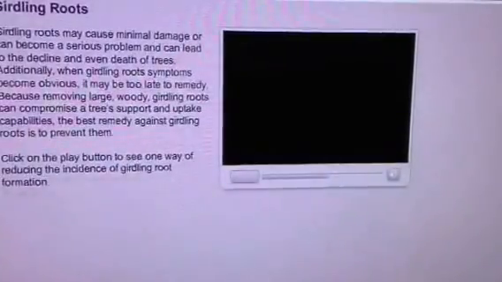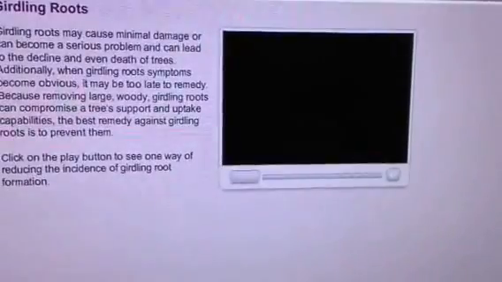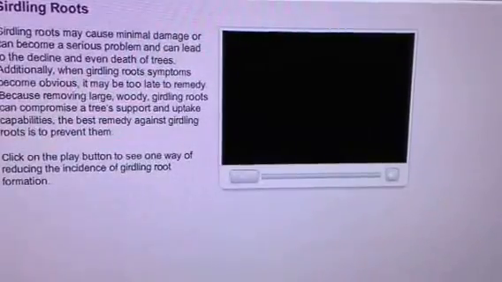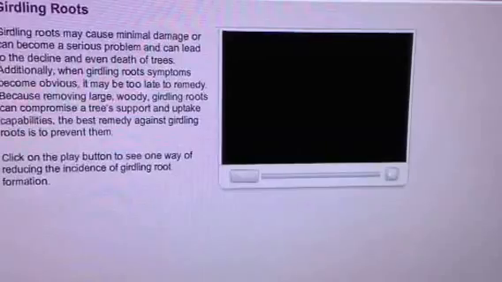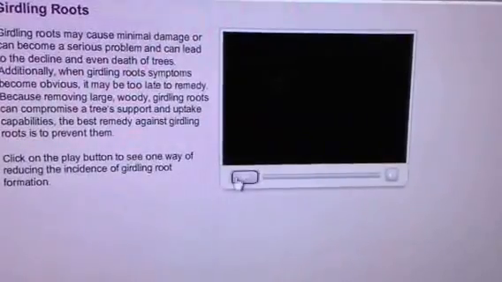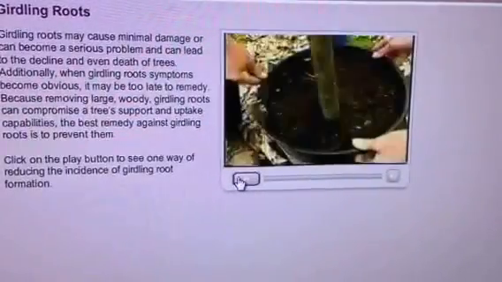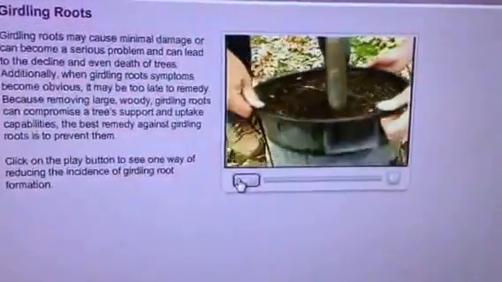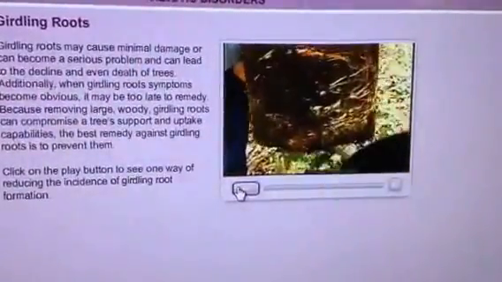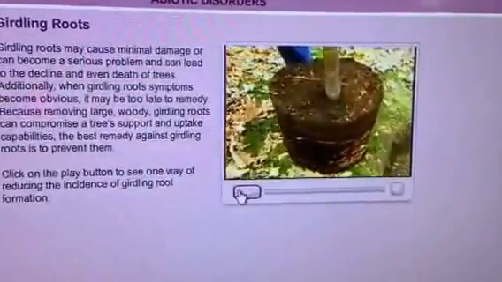Girdling roots may cause minimal damage or can become a serious problem and can lead to the decline and even death of trees. Additionally, when girdling root symptoms become obvious, it may be too late to remedy. Because removing large, woody girdling roots can compromise a tree's support and uptake capabilities, the best remedy against girdling roots is to prevent them. The first step would be to slide the root mass out of the container, taking care not to disturb it any more than you absolutely have to.